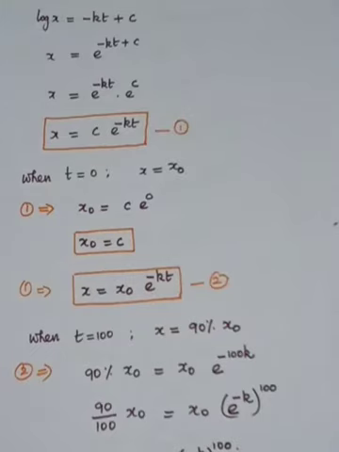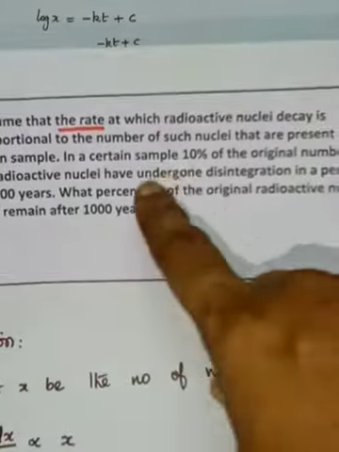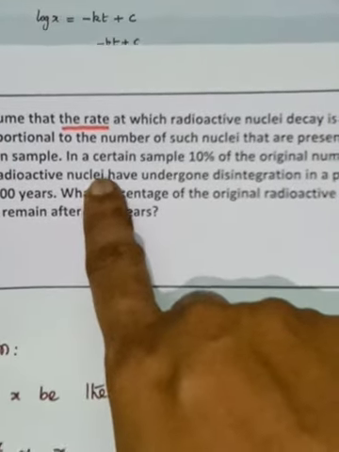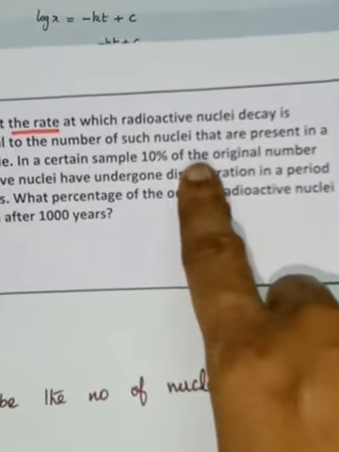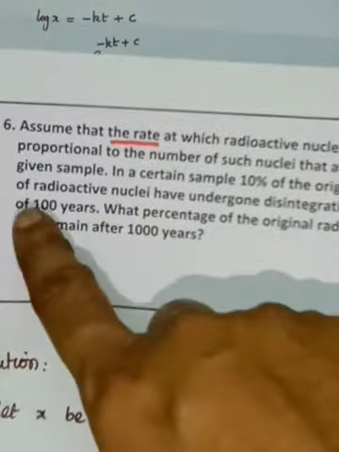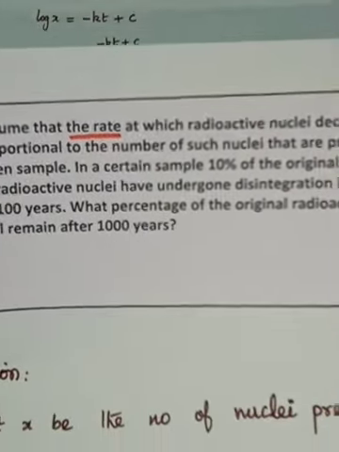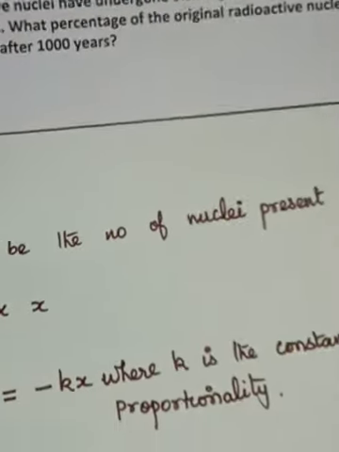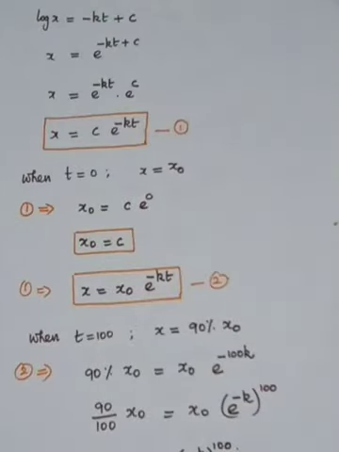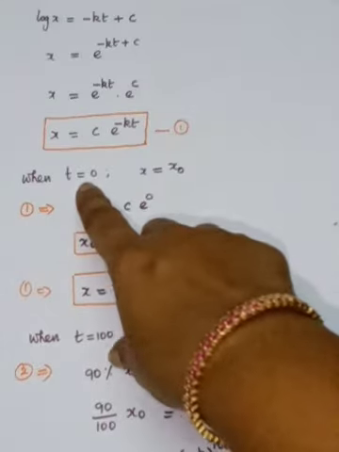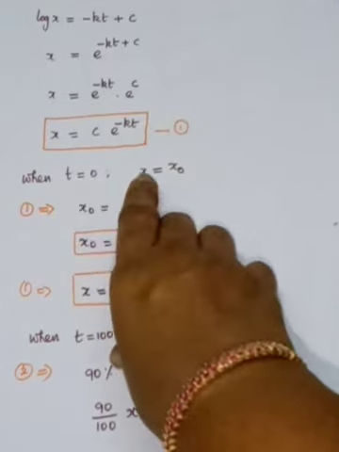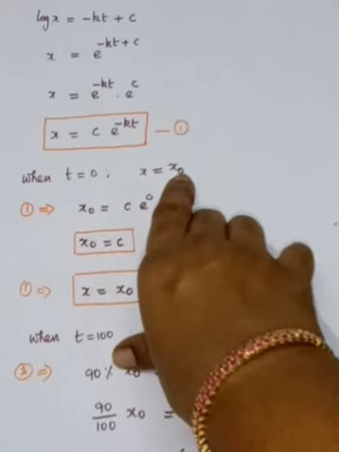So the third step: you have to apply the initial condition. You see that in a sample, 10% of the original number of radioactive nuclei have undergone disintegration in a period of 100 years. Okay, after 100 years, 10% is destroyed, it is decay. So you see now, first initially we have to take when t is equal to 0. When t is equal to 0, we take the number of nuclei as x naught.